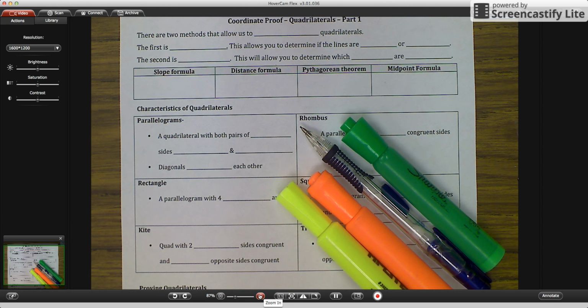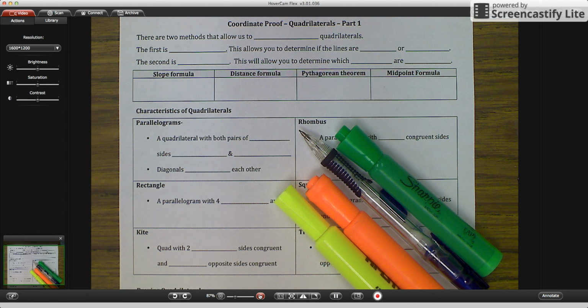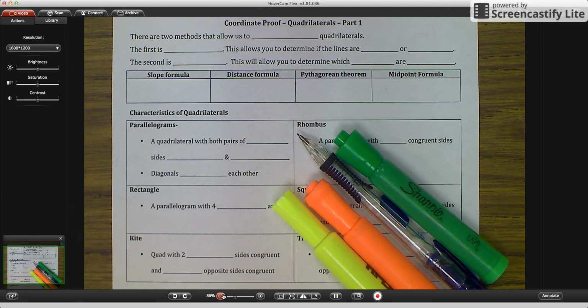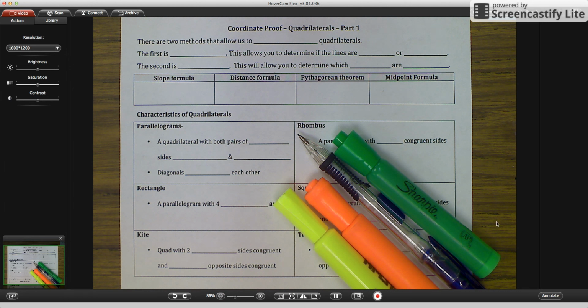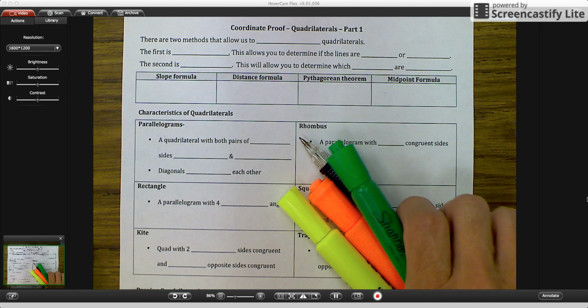Okay, today's lesson is called Coordinate Proofs of Quadrilaterals, Part 1. We're going to break this into two parts because it's a lot of information. So let's get started. As you can see, I have 3 highlighters and a pencil. That's all you're going to need for this one. We're just writing down a lot of information.